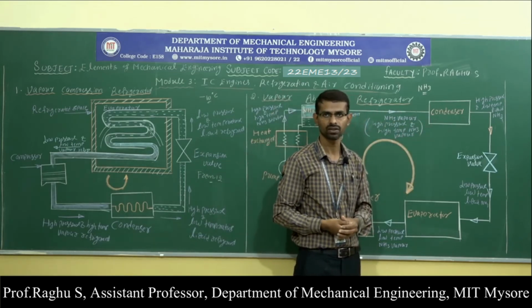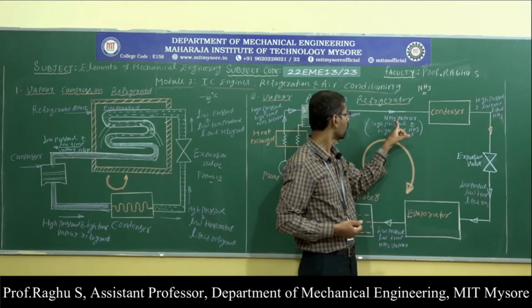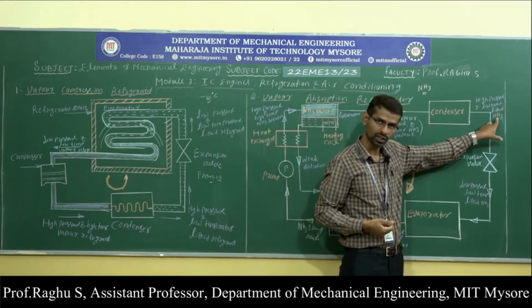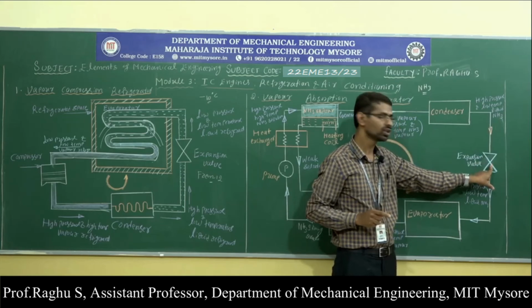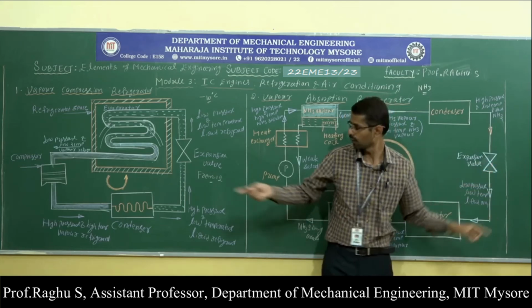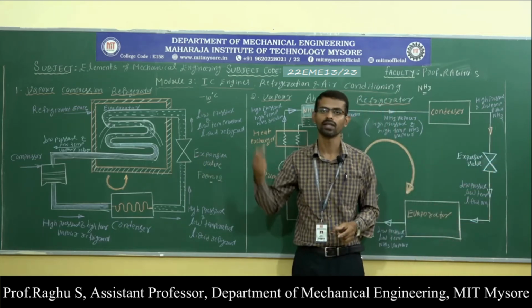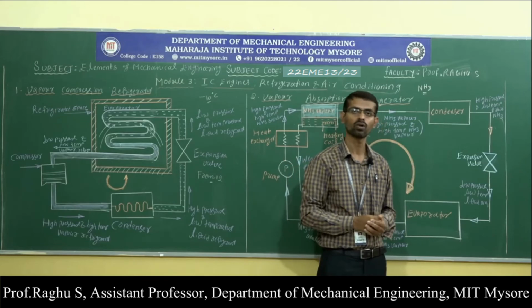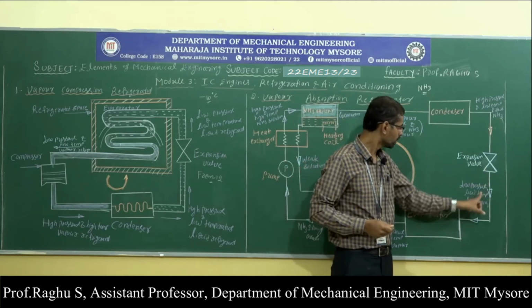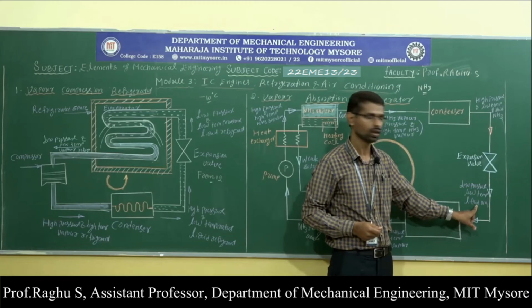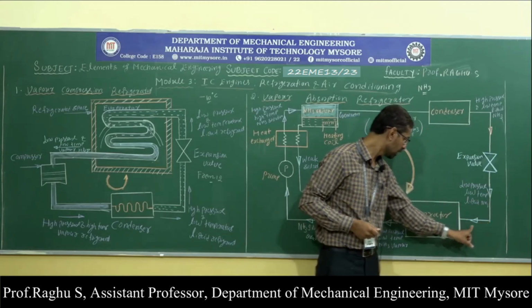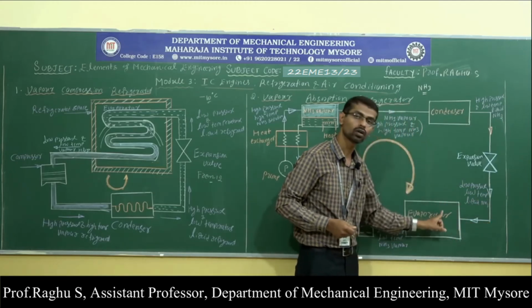What is the function of the condenser? The condenser converts the ammonia vapor into liquid ammonia with high pressure and low temperature. Now the liquid ammonia enters into the expansion valve. We have already discussed the function of the expansion valve. In the expansion valve, expansion of the liquid ammonia takes place. Due to expansion we are getting low pressure and low temperature liquid ammonia. Now this low pressure and low temperature liquid ammonia enters into the evaporator coil.